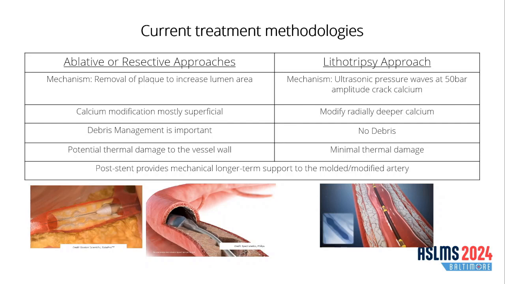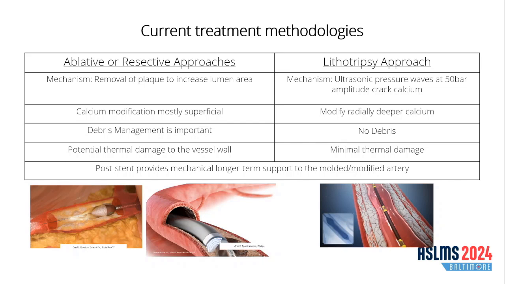So for intravascular lithotripsy, there are two different treatment approaches. They can be broadly classified into two different types. One is ablative, the other is lithotripsy. The ablative, as you can see in the videos on the left, is where there is removal of plaque, and you're essentially increasing the lumen area and modifying the calcium superficially by increasing the lumen area.